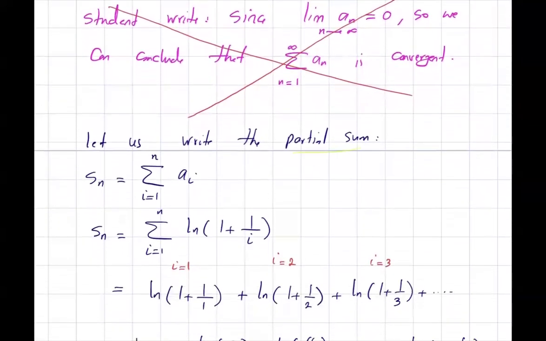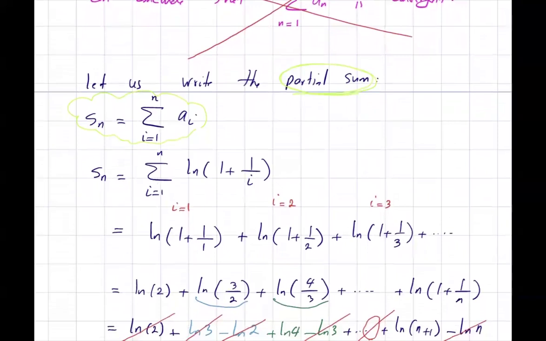We need to write the partial sum of the series and analyze that. The partial sum is defined as the summation of a_i, i starts from 1, goes to n. Sn can be written as the sum of ln of 1 plus 1 over i, i starts from 1, goes to n. Here you end up with ln of 1 plus 1 over 1 when i is equal to 1. When i is equal to 2, you get ln of 1 plus a half. When i is equal to 3, you get ln of 1 plus a third, and so on.